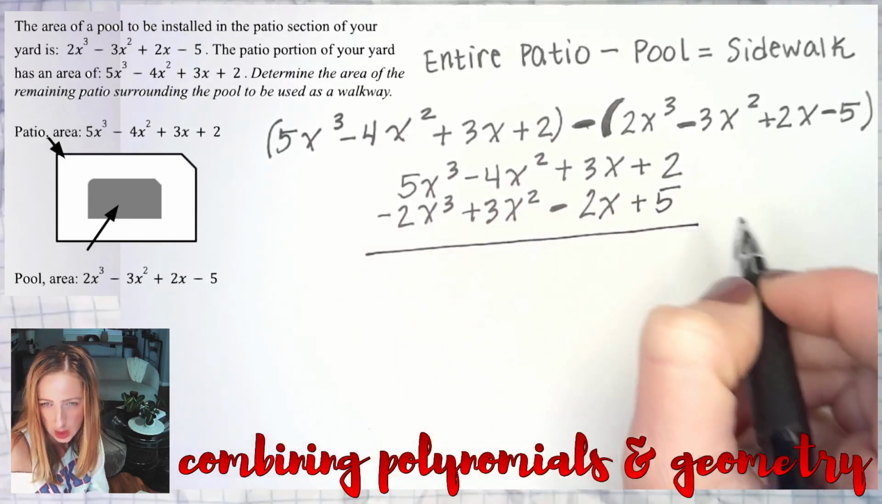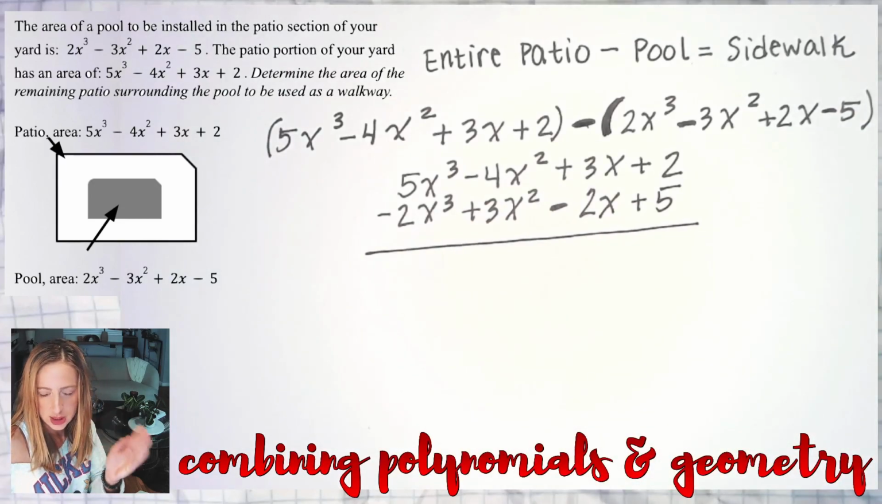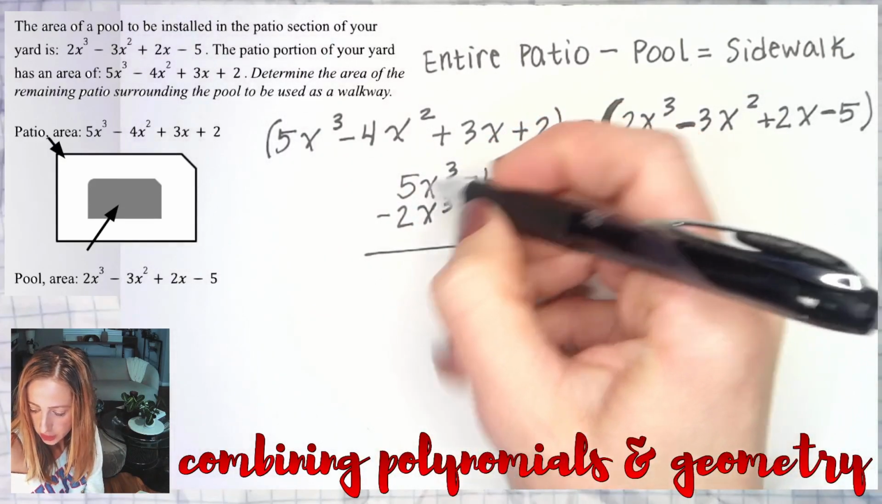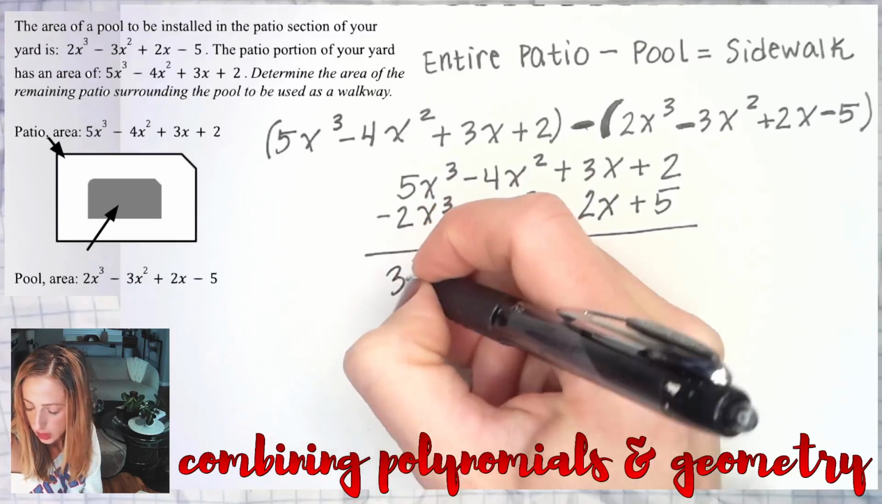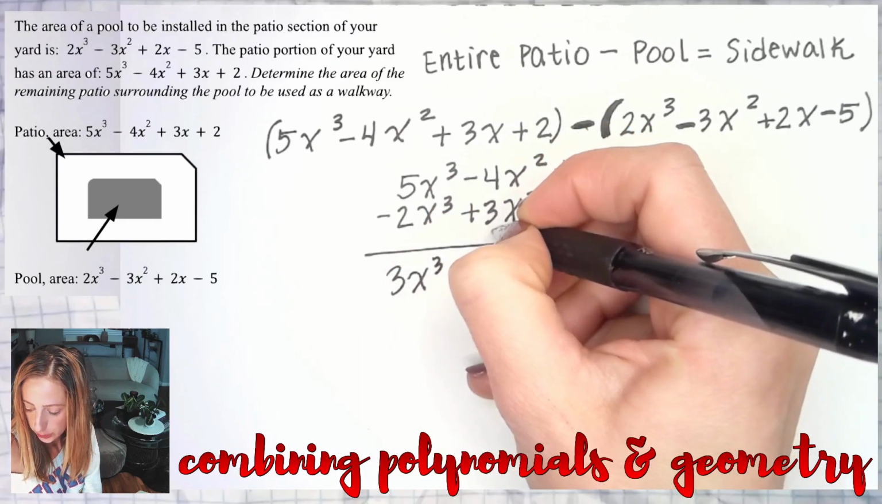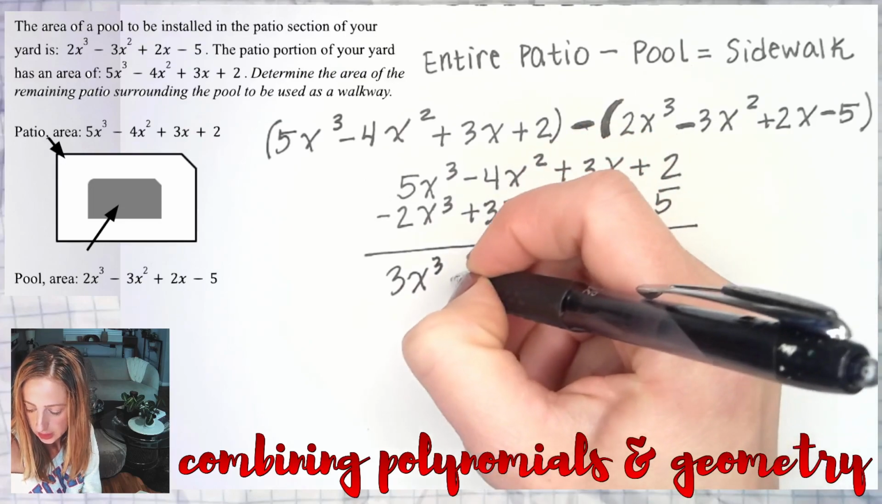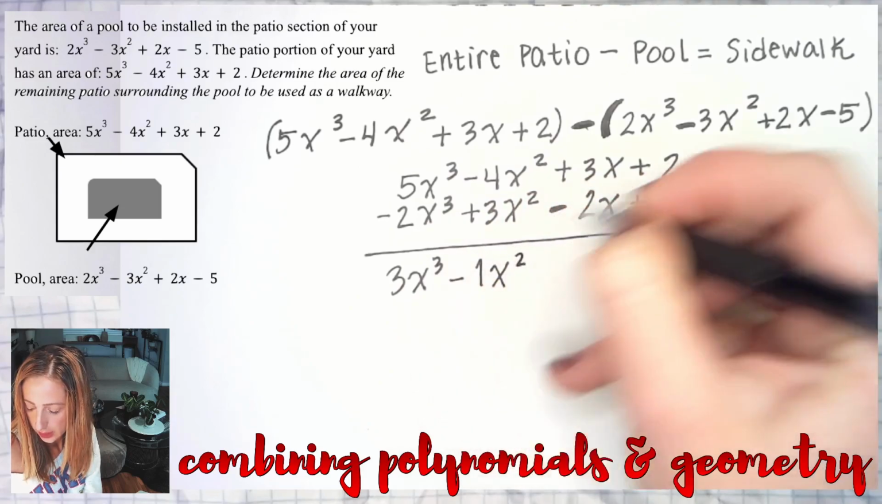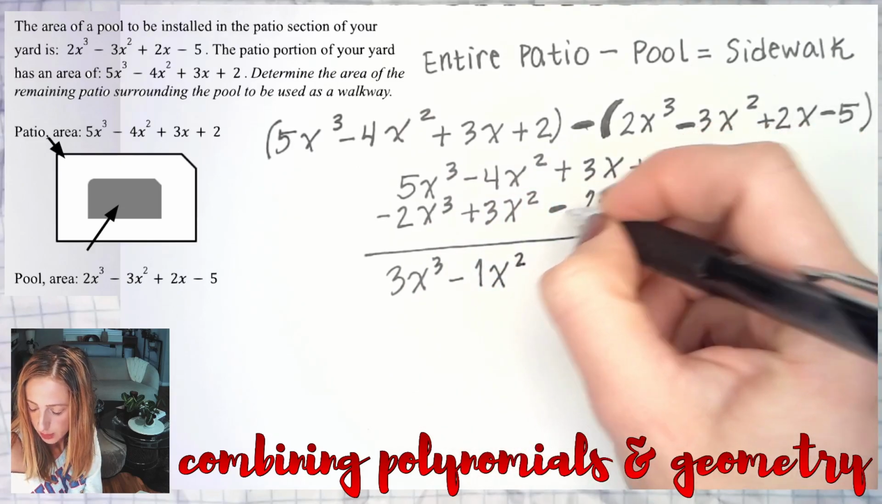Now, everything that is like terms is stacked on top of each other. Beautiful. We love this. And we're just going to go straight down. What is 5x cubed minus 2x cubed? That would be 3x cubed. -4 plus 3 is -1x squared. Positive 3 minus 2.